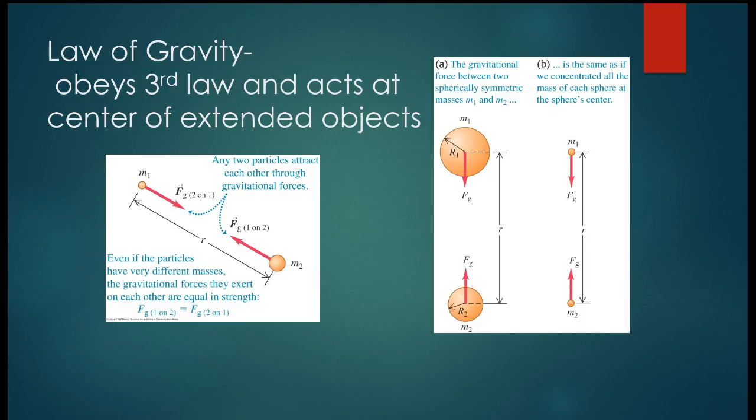Now, the law of gravity obeys Newton's third law. The force of gravity from one object on another is the same even if the particles have very different masses, so the magnitude of the force is the same. The other thing, which we're going to prove later on, is that the gravitational force between two symmetric masses m1 and m2, if they're spherical, acts the same as though all the mass were concentrated at the sphere's center. We'll talk more about this in an upcoming video.